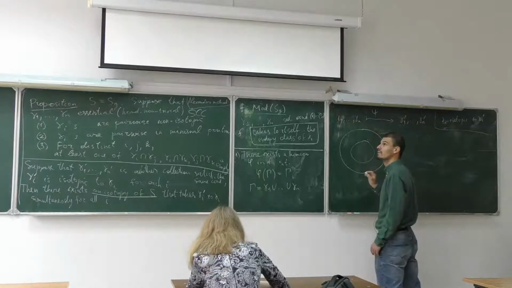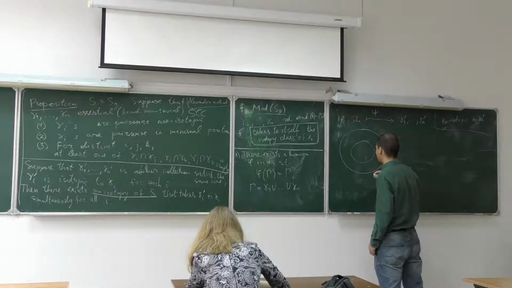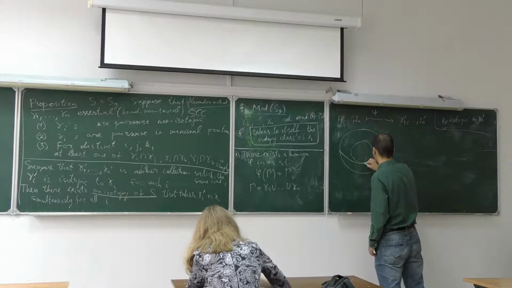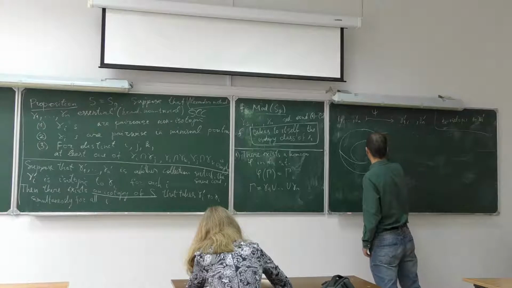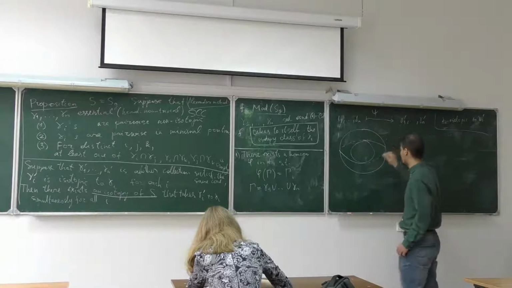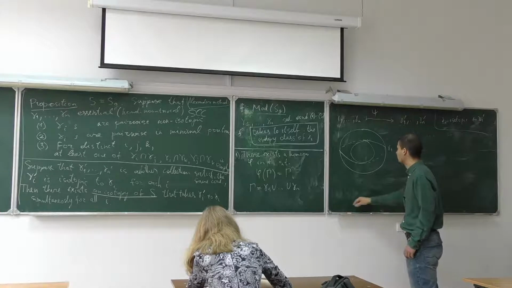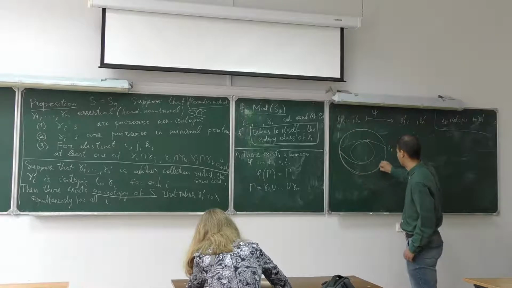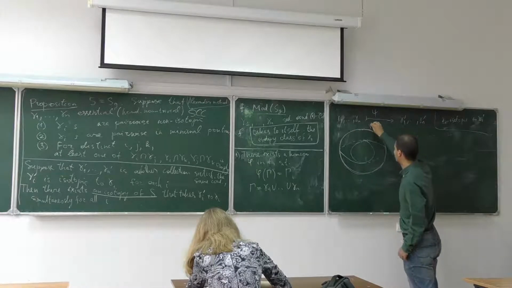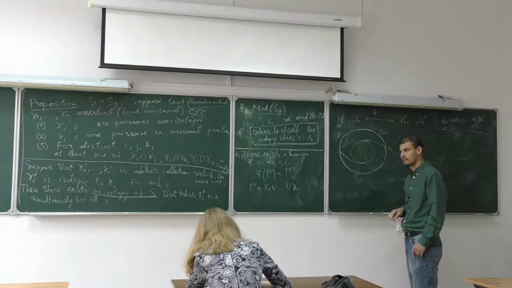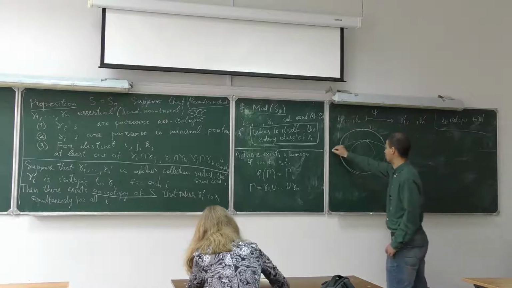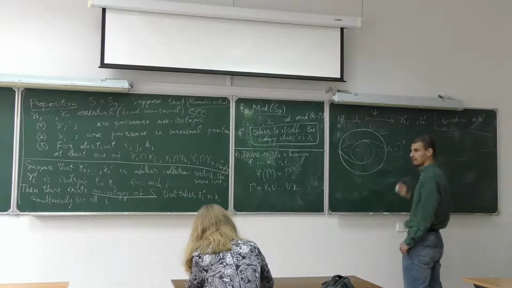Consider an example on the torus. I consider one curve like that. This is gamma 1. And another curve, this one is gamma 2. And phi, which I consider, would be rotation around this axis, rotation by pi.